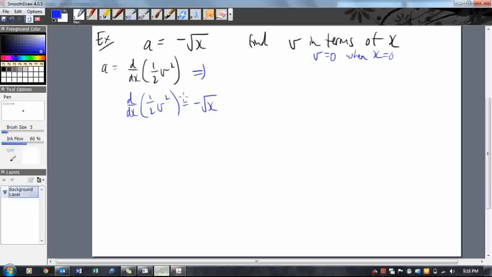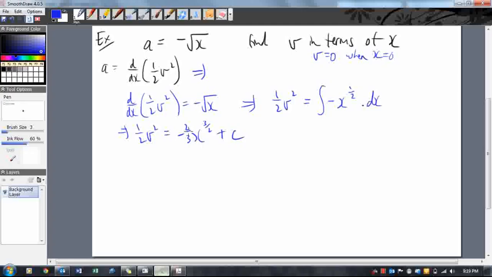Okay, let's deal with this one piece at a time. How do we get rid of this d dx? We integrate both sides. So let's integrate this side. We get half v squared. And let's integrate this side. That's the integral of negative x to the half, dx. Therefore, half v squared equals, integrate that, so that half goes up to 3 on 2, 3 over 2, and then we divide by 3 on 2, so that's negative 2/3 x to there plus c.